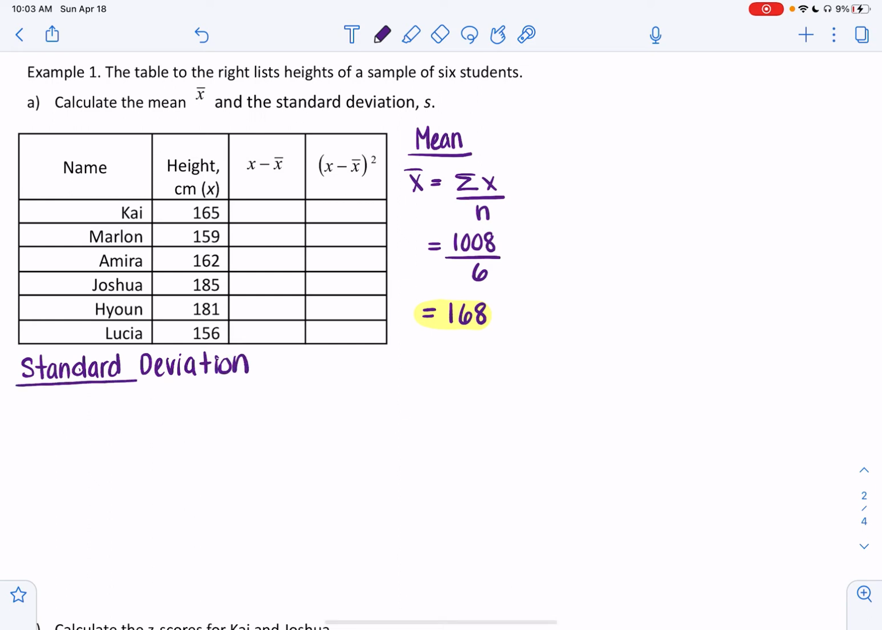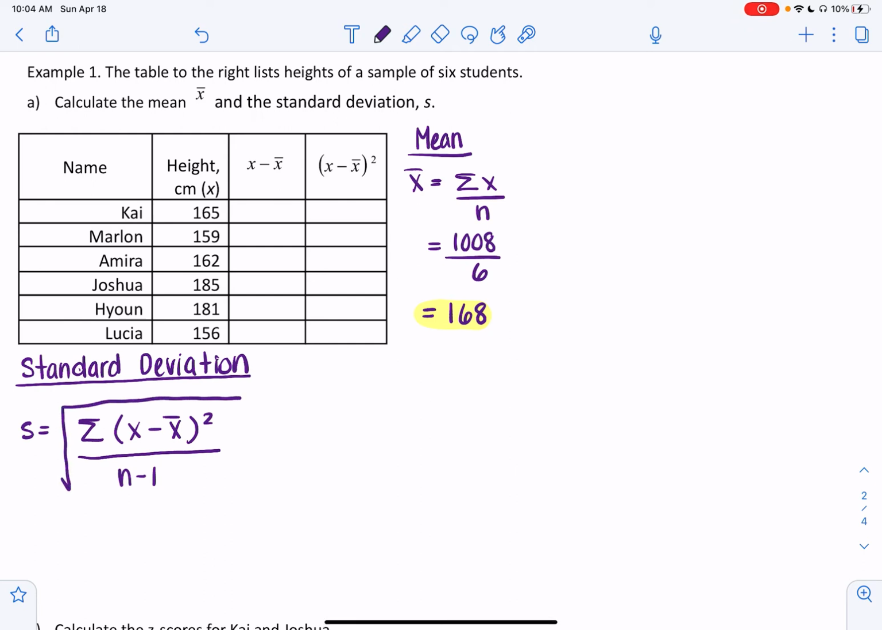Now we already have the chart set up to help us with our standard deviation. So just as a reminder, our standard deviation formula for a sample is we take the square root of the sum of our data points minus our mean, squared, divided by n minus 1. Remember that it's n minus 1 because it's a sample. Now, because this can get a little bit messy, we have the chart all set up for us. You don't have to use the chart, but it definitely can help you to stay organized.